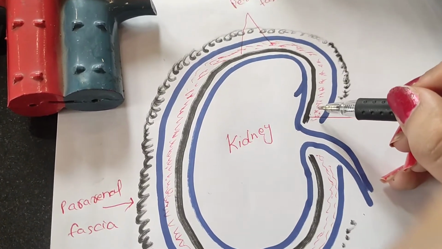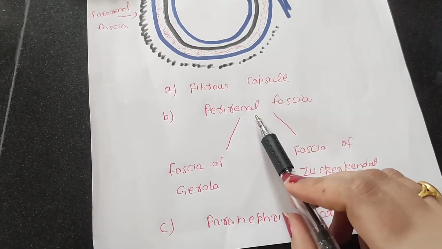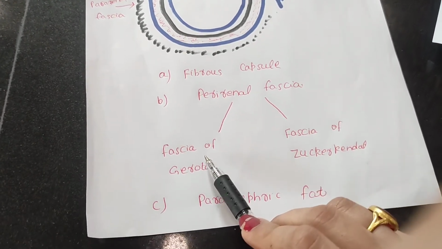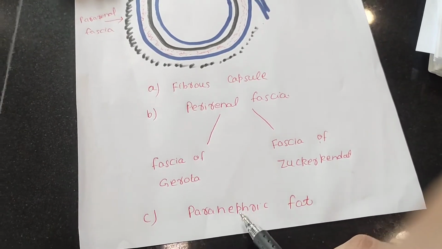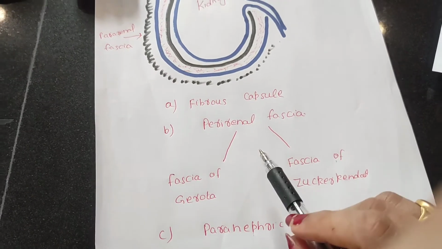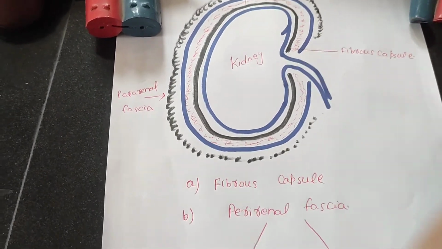Basically there are three layers for the renal fascia. First layer is going to be the fibrous capsule, then there is perirenal or perinephric fascia, which is further divided into fascia of Gerota and fascia of Zuckerkandl. Then the third layer is paranephric fat, pararenal fascia or fat. So first layer is going to be the fibrous capsule.